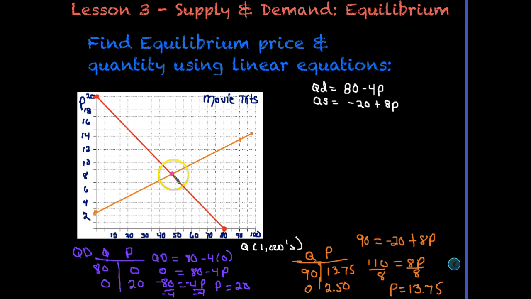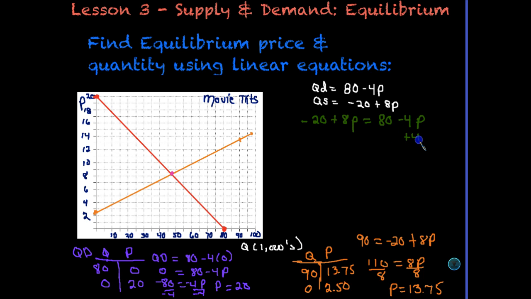So we want to find this point where the supply function equals the demand function. All we have to do is set these equal to each other. So let's go ahead and do that. Let's take negative 20 plus 8p and set that equal to 80 minus 4p. Now we have an algebraic equation that we can just simplify and solve.